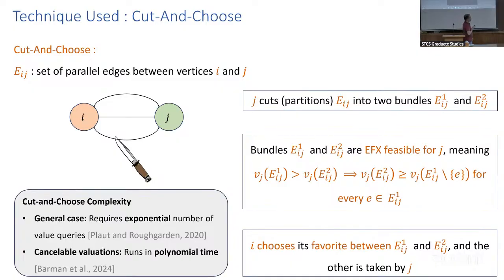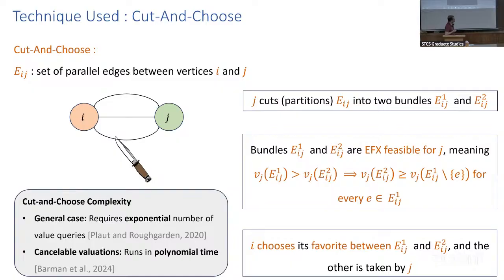Okay, so this cut and choose protocol runs in polytime for cancelable valuations. So basically additive valuations is a subclass of cancelable valuations. So it runs in polytime for additive also, but for the general case, it requires an exponential number of value queries.